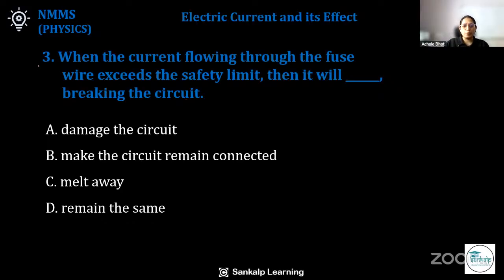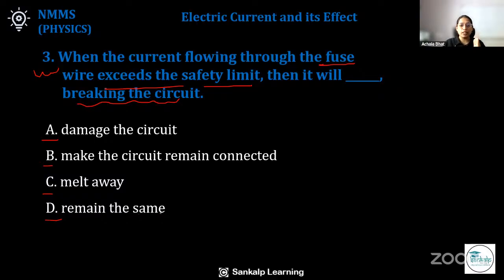Let us see question number 3 of NMMS Physics chapter Electric Current and its Effect. When the current flowing through the fuse wire exceeds the safety limit, then it will, breaking the circuit. We have to fill this blank. A: Damage the circuit. B: Make the circuit remain connected. C: Melt away. D: Remain the same.